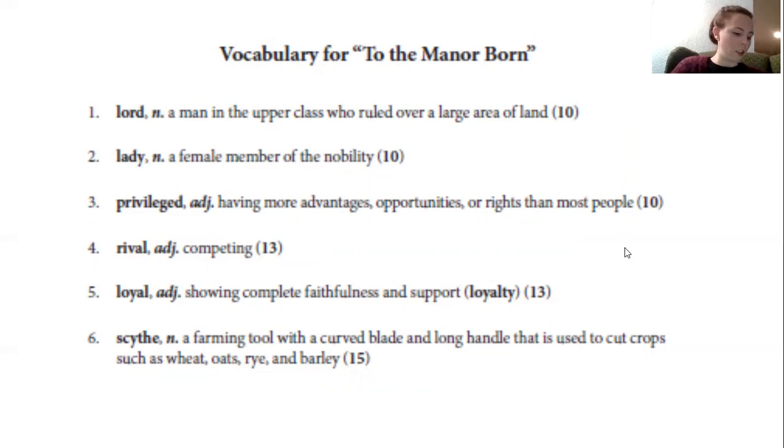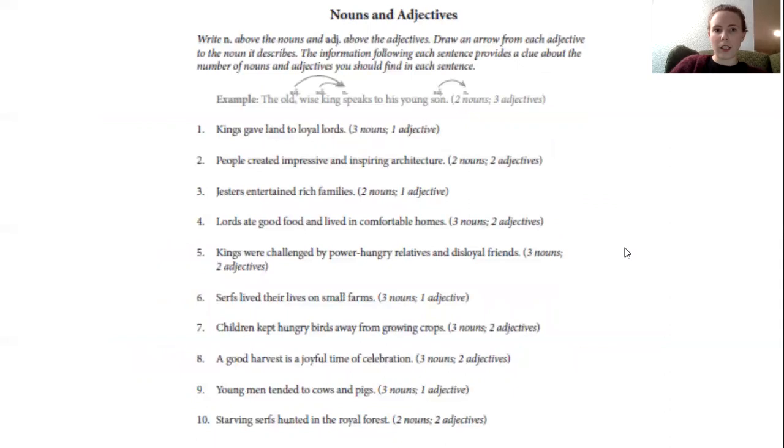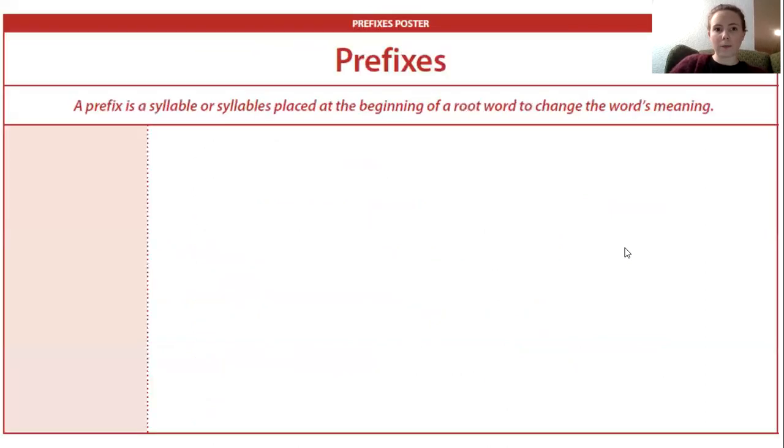Then number 5 is loyal, which is an adjective, describes a noun showing complete faithfulness and support. So if you are a loyal friend, even when your friends make mistakes or need some help, you're there for them no matter what. So those loyal lords that we saw in this sentence before were showing complete faithfulness and support to the kings.